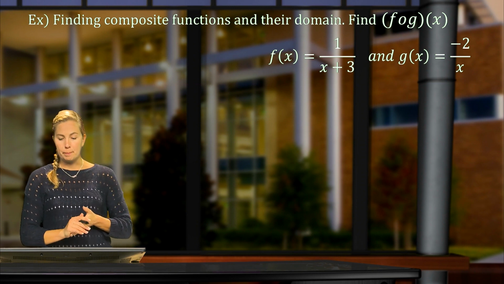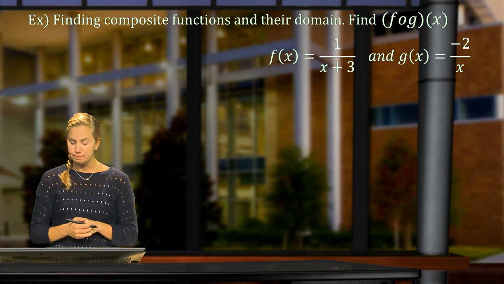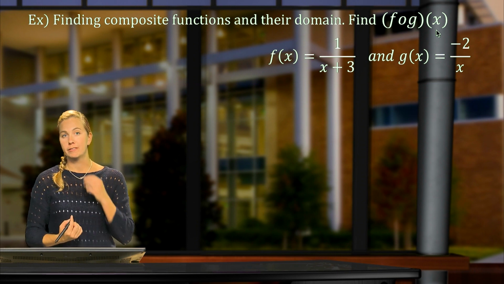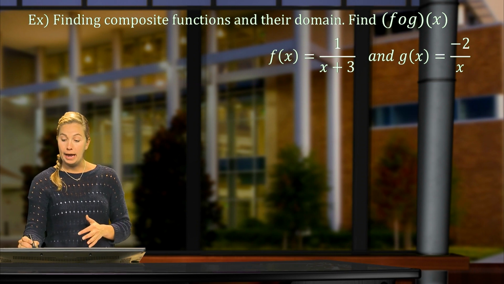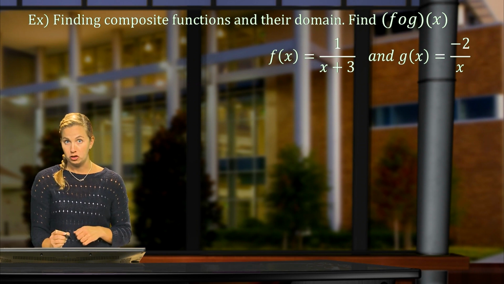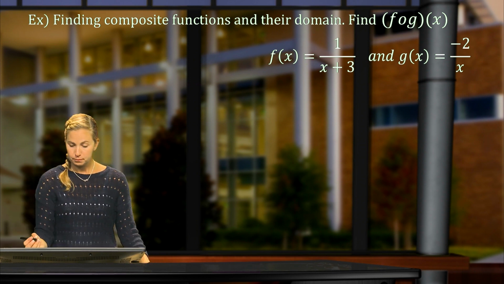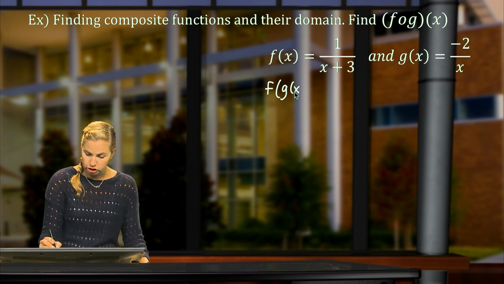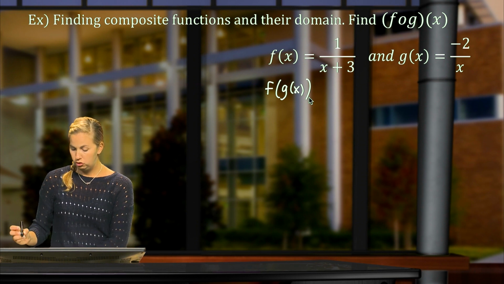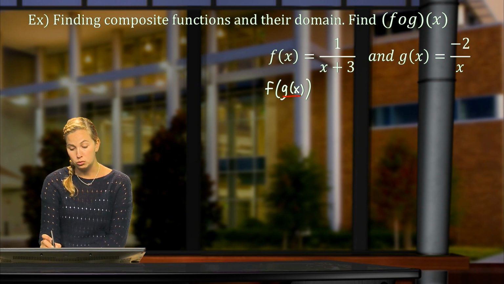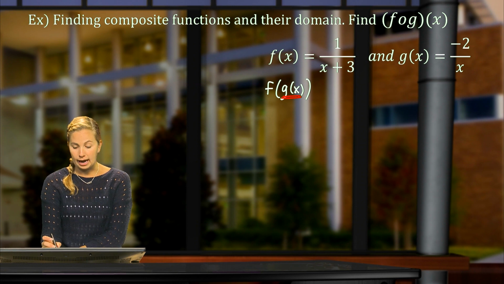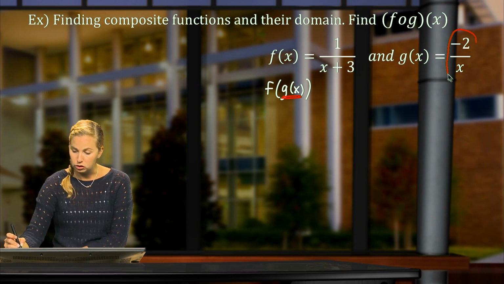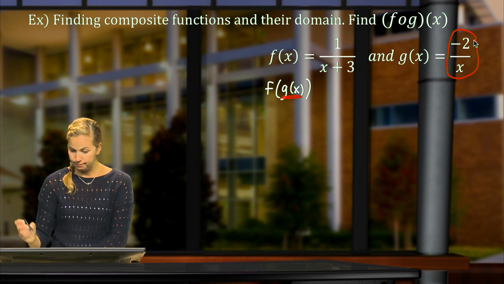Now let's build a composite function and find the domain. So we want to find f of g of x. This will be the most common composite function you'll be asked to find, but make sure you're paying attention to that outside and inside function so you set it up correctly. Just like we did previously, we're going to replace the inside with what it equals. In this case, we know that g of x is equal to negative 2 over x.